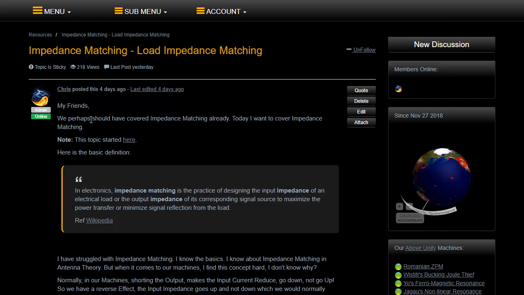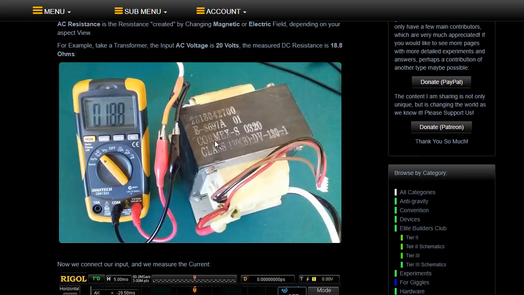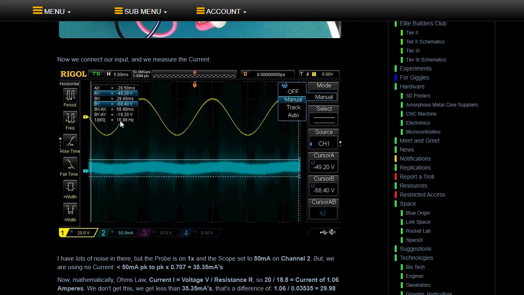Okay, this is our thread on impedance matching, load impedance matching. I recently did an experiment. This transformer here was the test subject. I chose a big one because it had much lower resistance. We've got 18.8 ohms of DC resistance on the input coil here. What we did is we applied a voltage on the input coil and looked at the current with no load on the transformer whatsoever. This is the current with no load on the transformer. It's a little bit noisy, but at these tiny low levels, 50 milliamps, most scopes show a fair bit of noise.